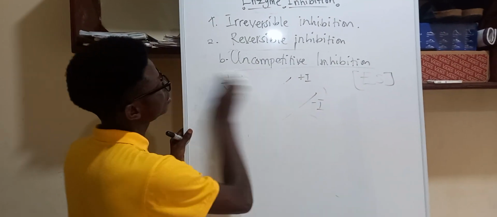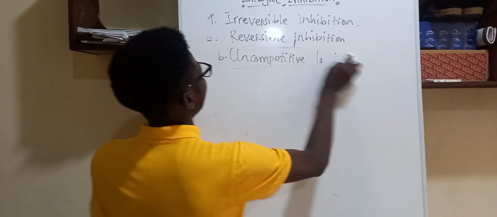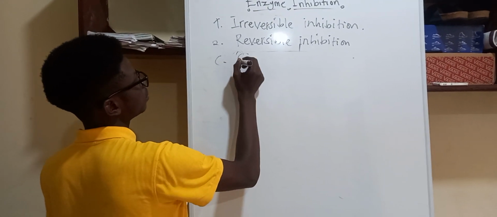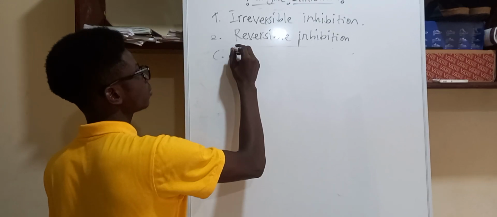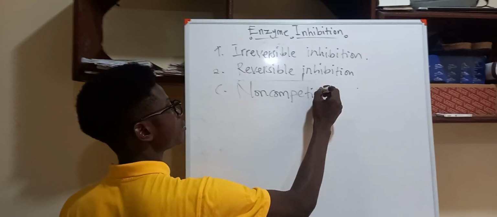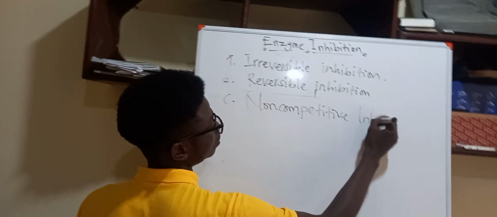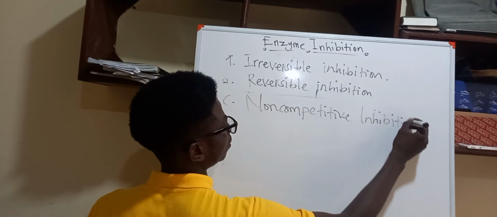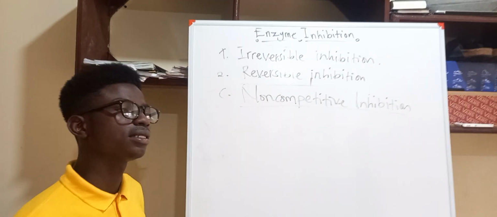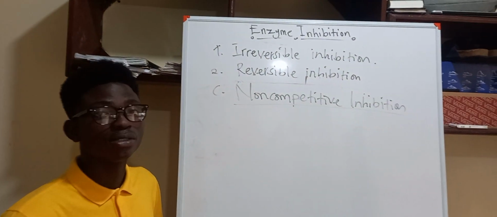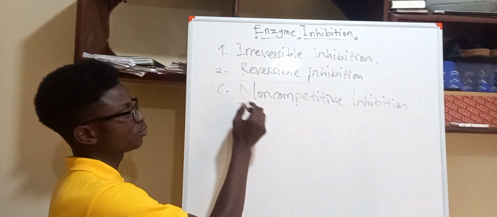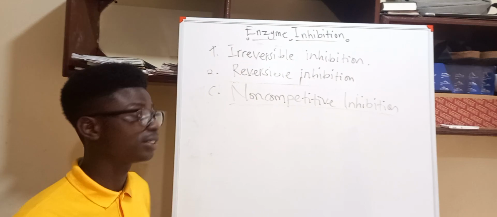Now let's go straight to the last one, known as non-competitive inhibition. Don't let these two terms confuse you. We have uncompetitive inhibition and non-competitive inhibition. So non and on. Non and on.